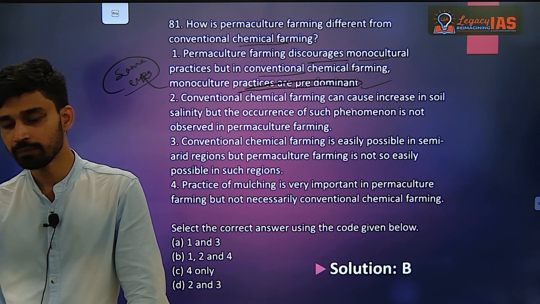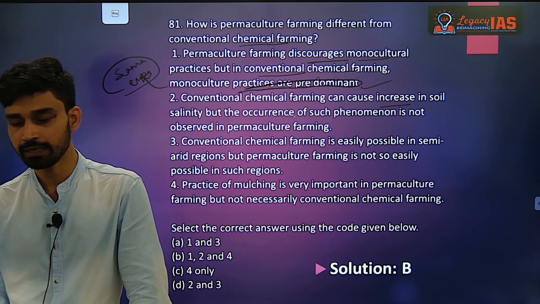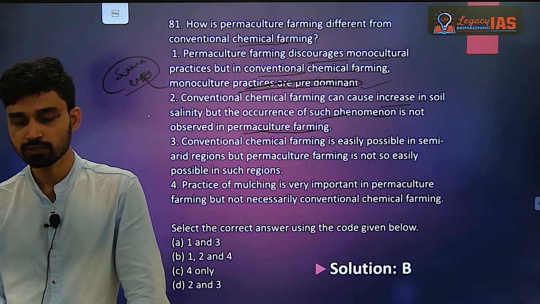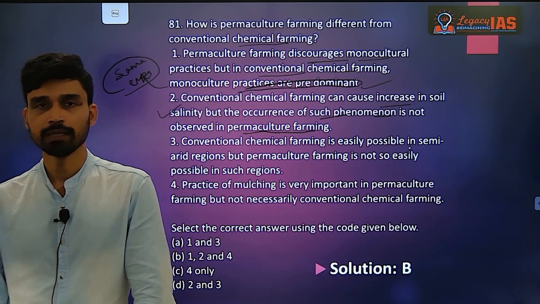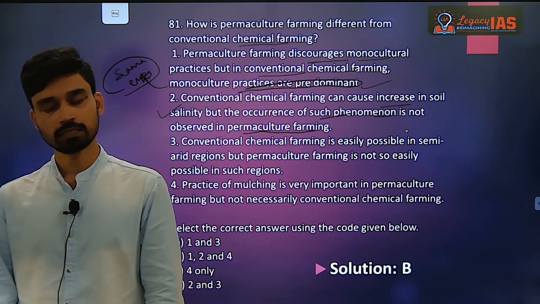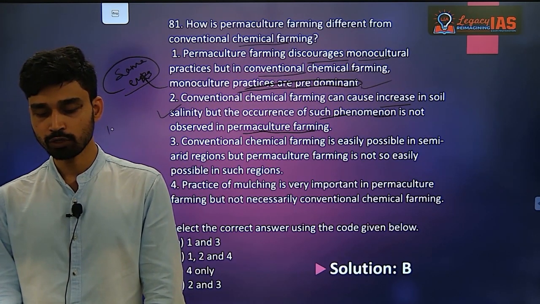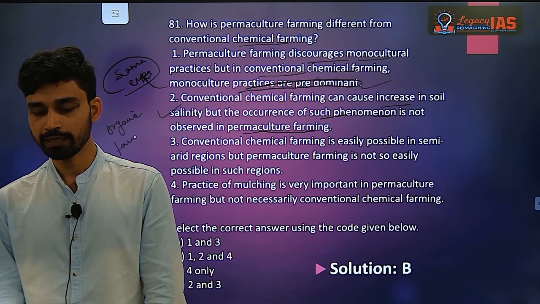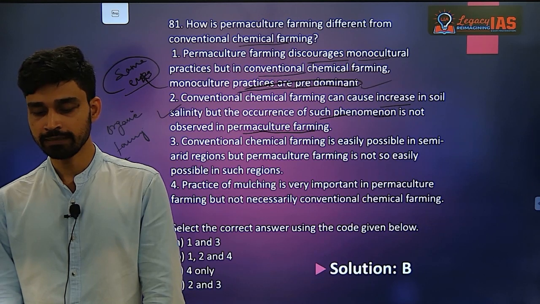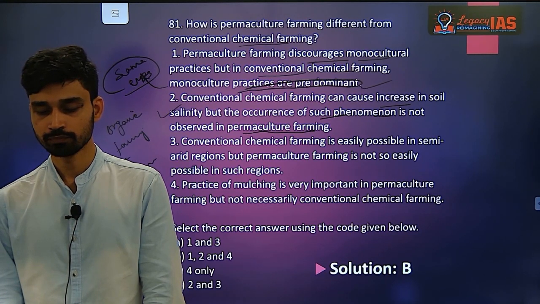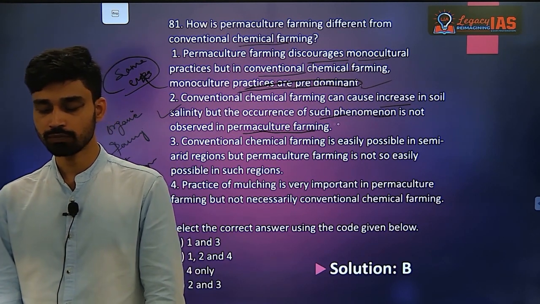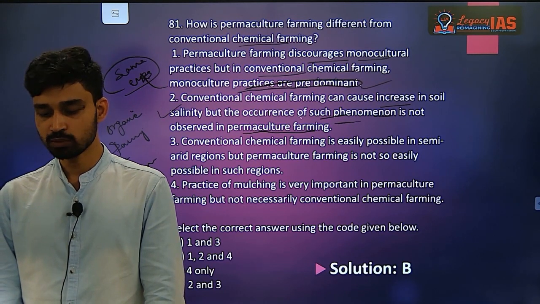Second is, conventional chemical farming can cause an increase in soil salinity, but the occurrence of such phenomena is not observed in permaculture farming. This is also one of the advantages of permaculture farming, that salinity is reduced if we practice permaculture. Permaculture is where we pay more attention towards organic farming as well as integrated nutrient management as well as integrated pest management. All these are characteristics of permaculture farming, and that is why the increase in soil salinity is not observed here.